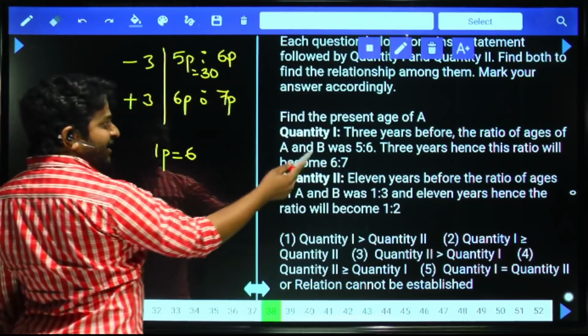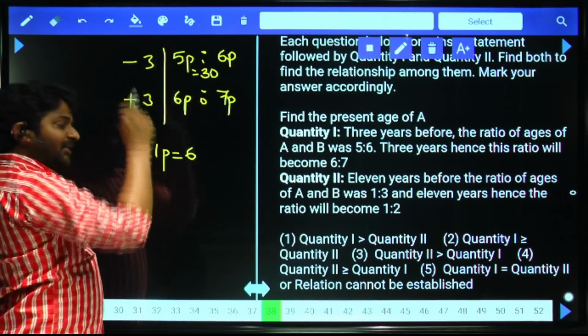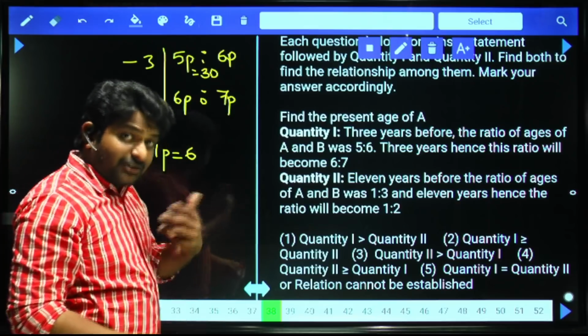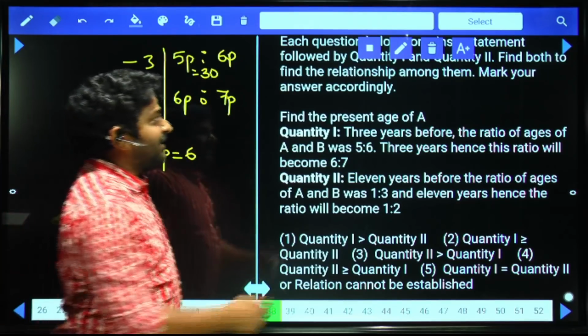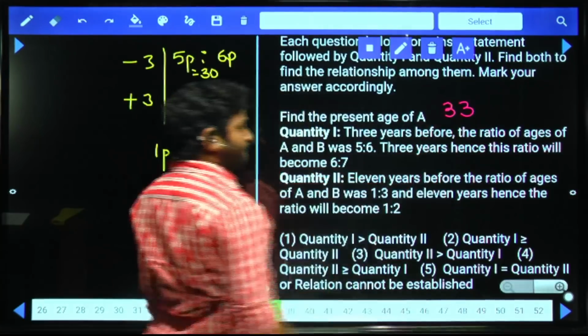So A's age 3 years back it was 30. 3 years back 30. For present age, we need to add another 3 years. 30 plus 3, that becomes 33. So Q1 is equal to 33. Next Q2.